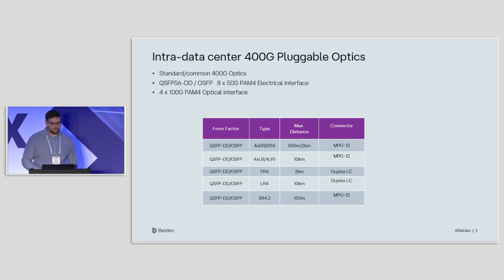With the DD, the main difference between the DD and the OSFP is that the DD is two rows of pins that are basically stacked on top of each other, and the OSFP is one row of pins for the 8 times 100 gig, or the 8 times 50 gig in the 400 gig case.